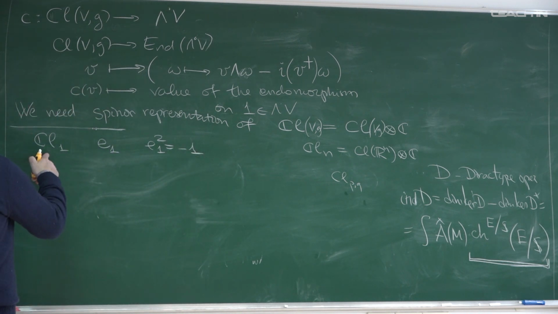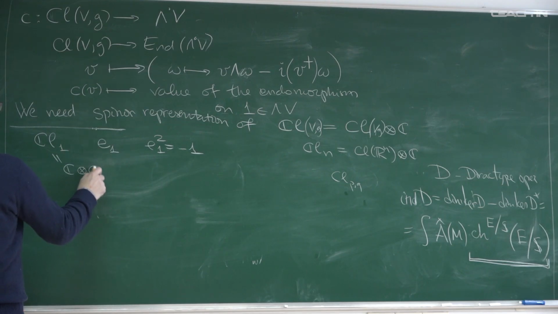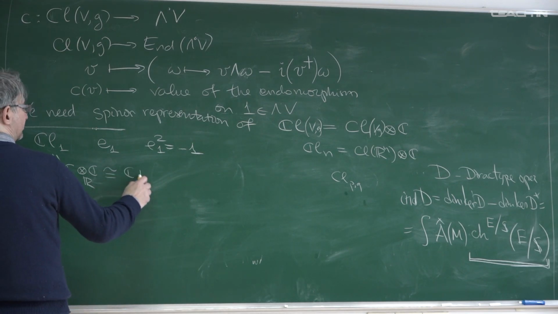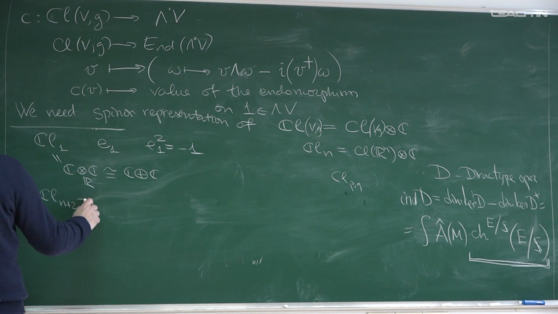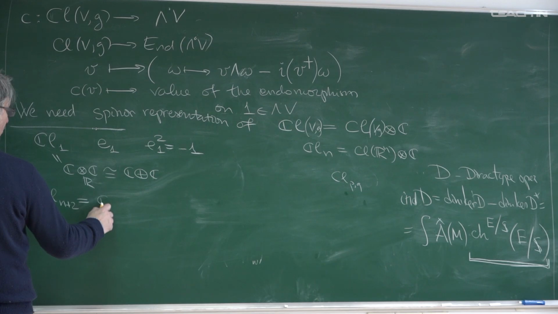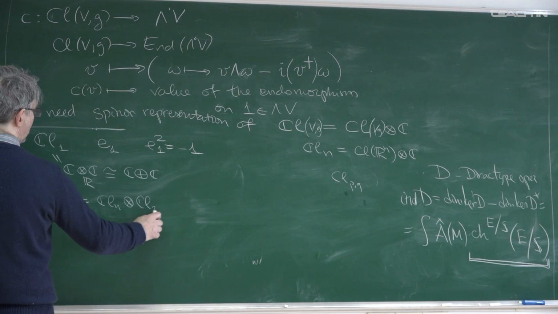So if I write this, then Clifford 1 is the complex numbers tensor product with the complex numbers. What is it over the reals? This is isomorphic to C plus C. Very good. So I want to prove the following formula: ℂ(n+2) is isomorphic to ℂn tensor product with ℂ2.